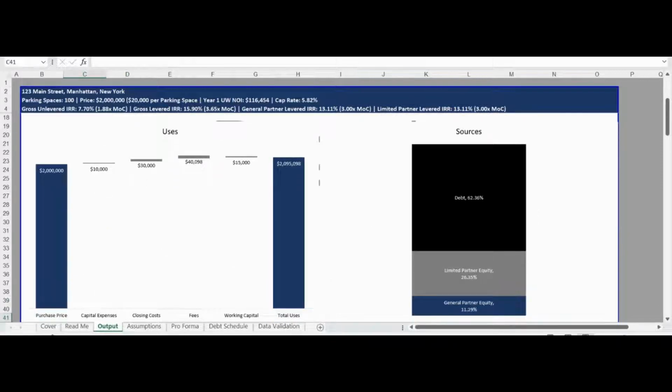For those that prefer to visually analyze data, the uses are presented as a distribution chart showing how each incremental cost contributed to the total cost. The sources are also presented as a bar chart showing the pro rata share of general partner and limited partner equity as well as debt.